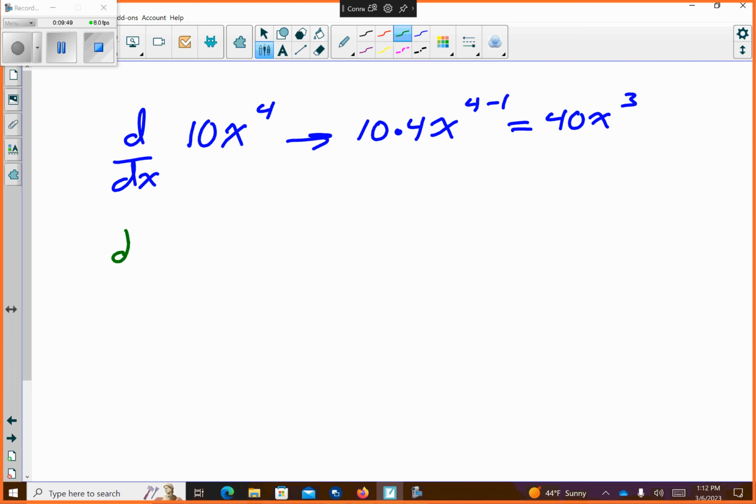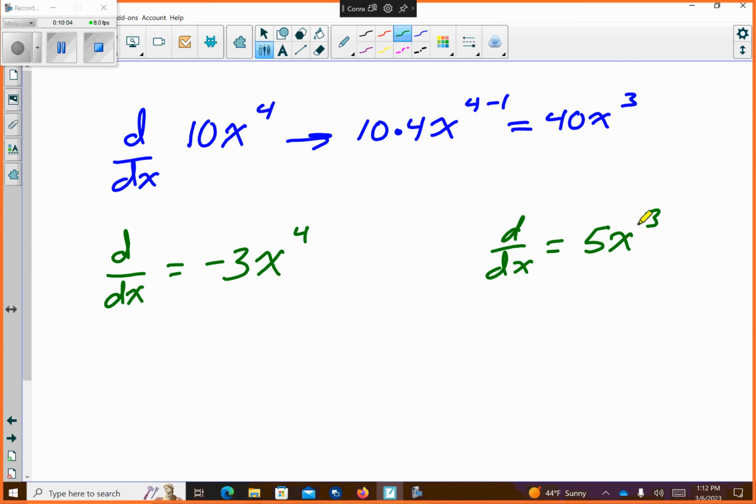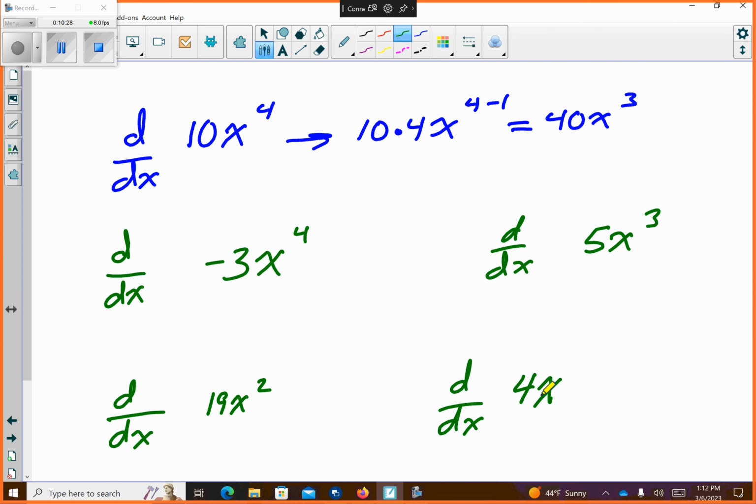All right, so let's have you all try these. See if you can figure those out on your own, if you don't mind.